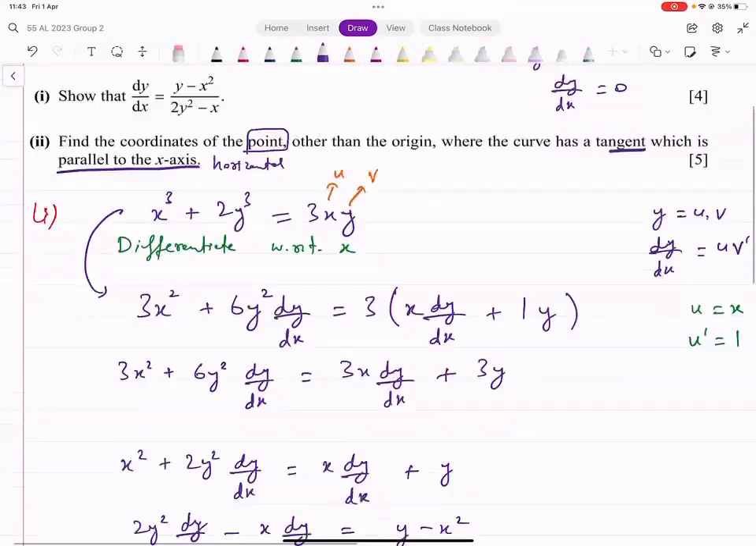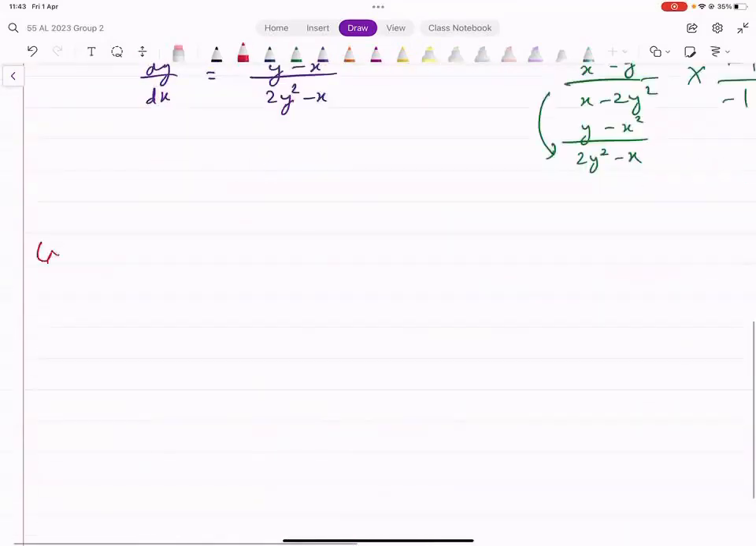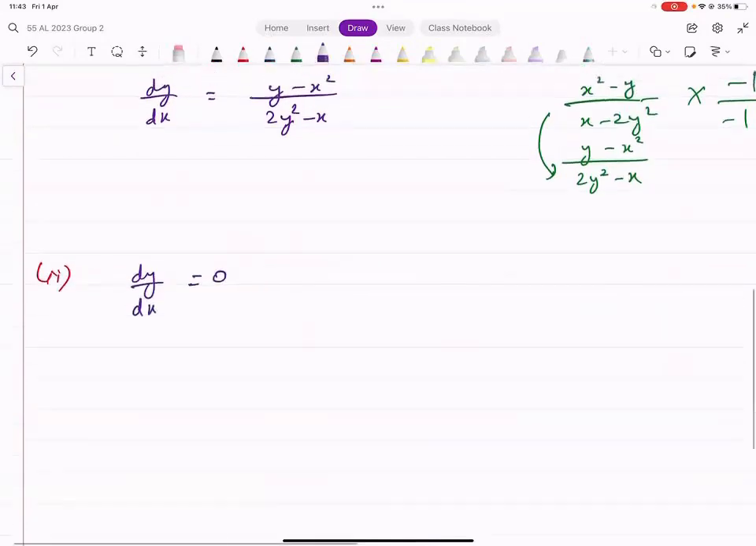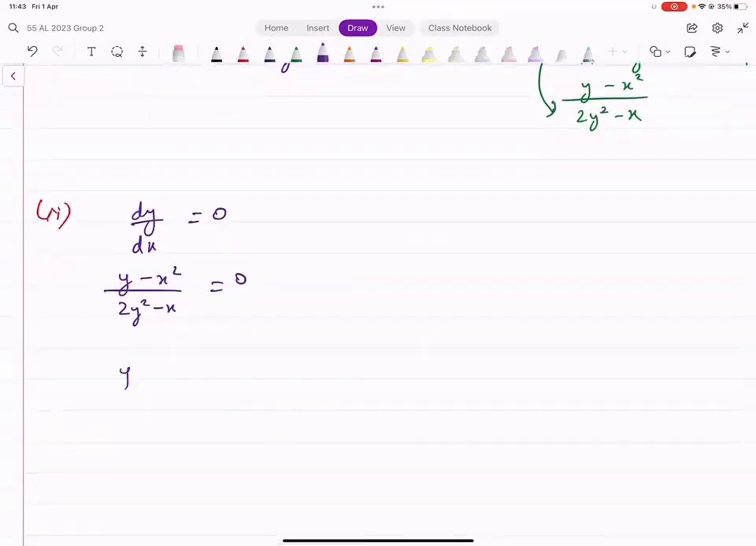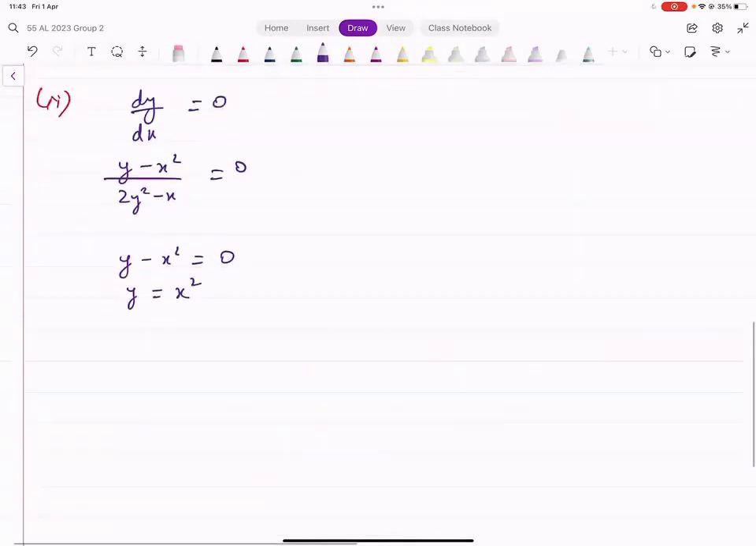So what we're going to do here in the second part is, we'll say let's put dy over dx equal to 0. आपके पास first उससे एक derivative आ गया, उसको आपने equal to 0 input कर देना है. y minus x square over 2y square minus x equals 0. And that gives you y minus x square equals 0, y equals x square. तो derivative को 0 से equate करके हमारे पास ये आ गया. What do we do now? उसने कहा था stationary point के coordinates find करने.